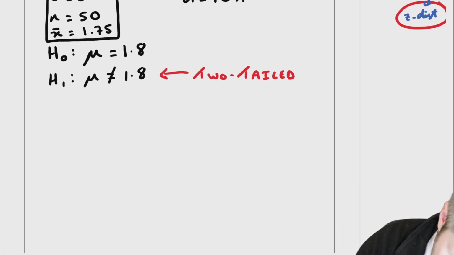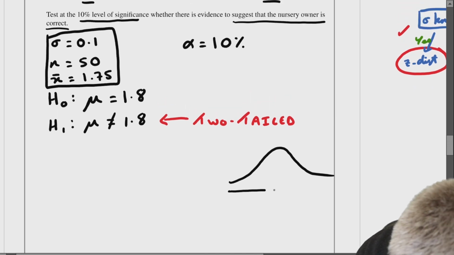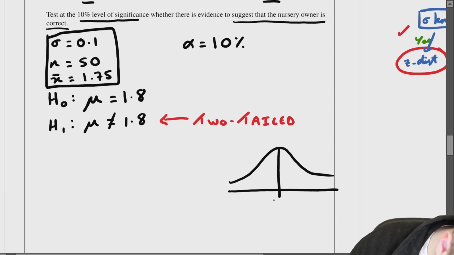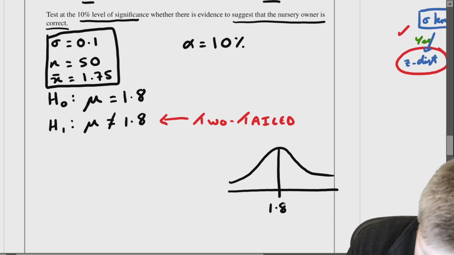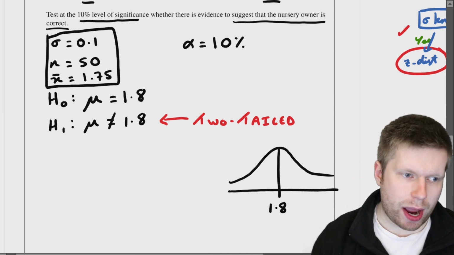So what I'm going to do is draw out my normal curve. I'll draw my normal curve over here, and I'm going to put my hypothesized mean in the middle. At the moment, I'm supposing that my null hypothesis is correct.